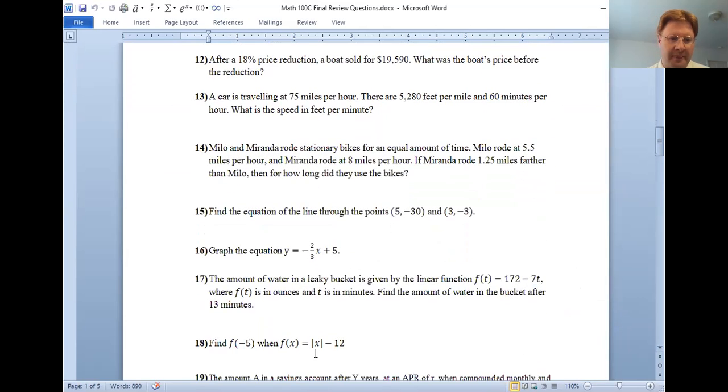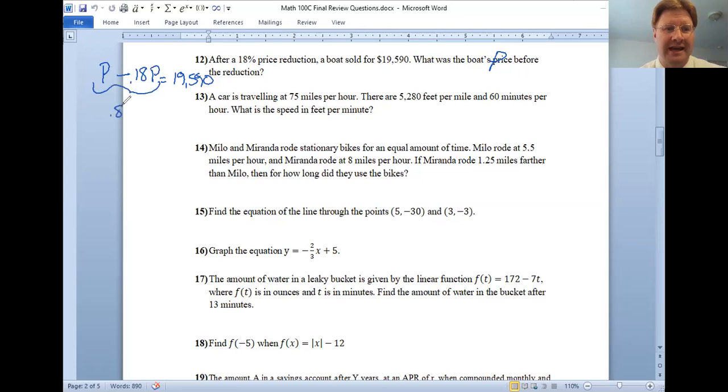Number 12. After an 18% price reduction, a boat sold for $19,590. What was the boat's price before the reduction? This is an algebra problem. We have that the price was reduced by 0.18 of the price and ended up being $19,590. So that's how we have to set up the equation. The 18% doesn't times the final price of $19,590. So go ahead and put those two together and we get 0.82p equals $19,590.